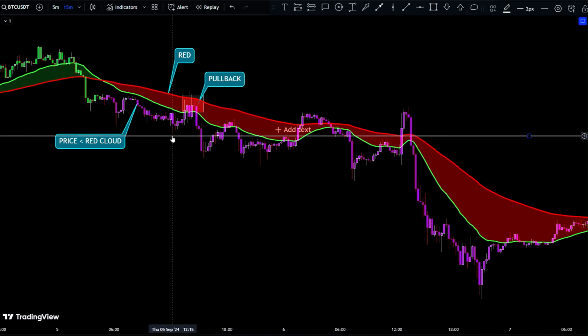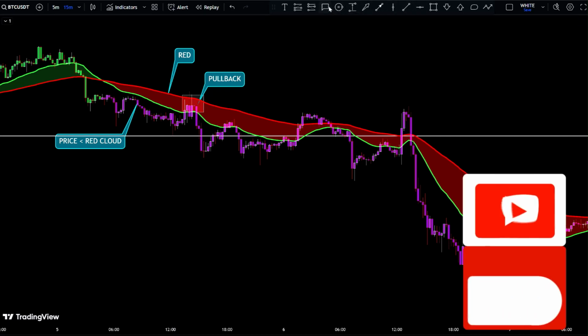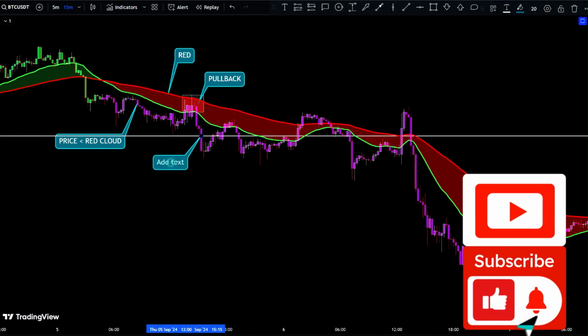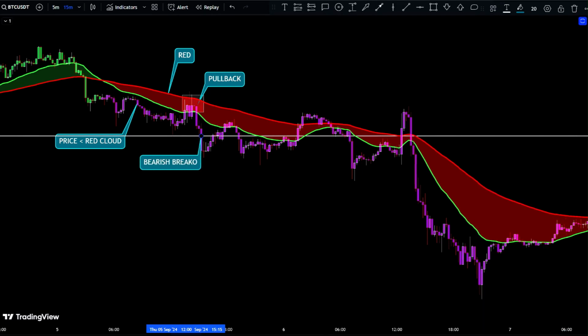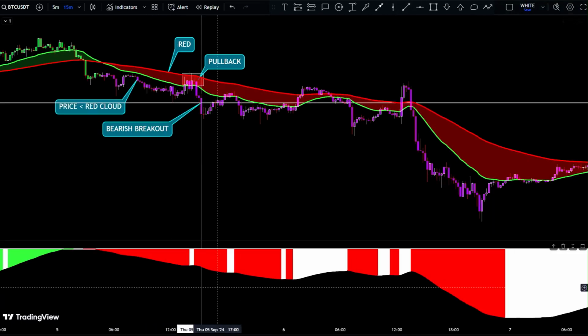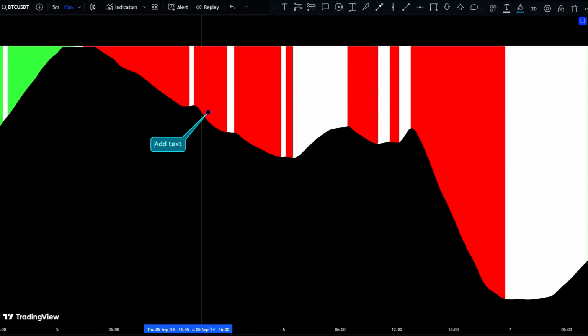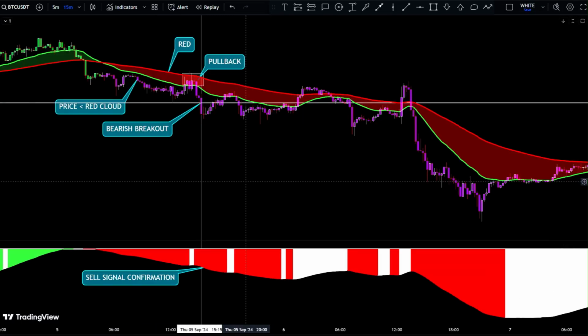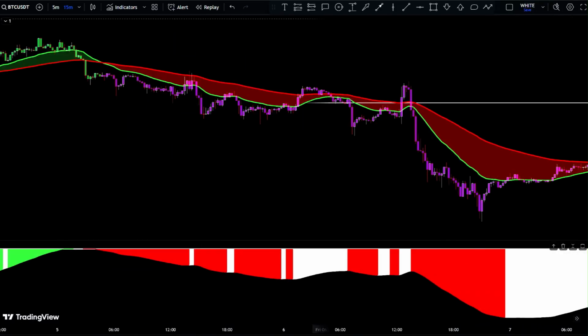Next, you'll need to locate the most recent swing low in the market and draw a horizontal line at that level. Once you've done that, be on the lookout for a bearish breakout. This is your sell signal. But before jumping in, double check the Impulse MACD Lazy Bear indicator is showing red to confirm the signal. With all these conditions met, you can confidently enter a sell trade.